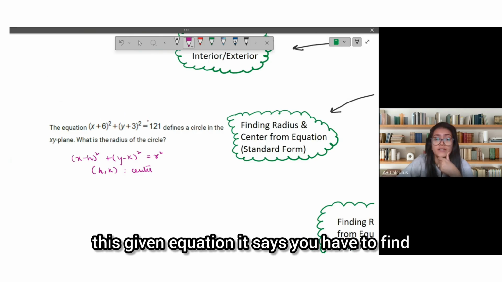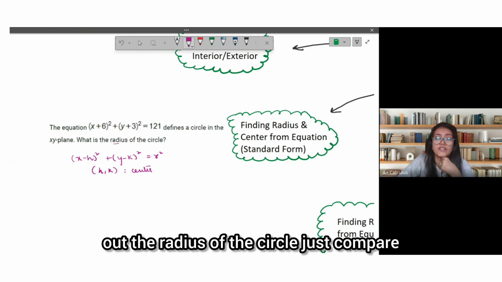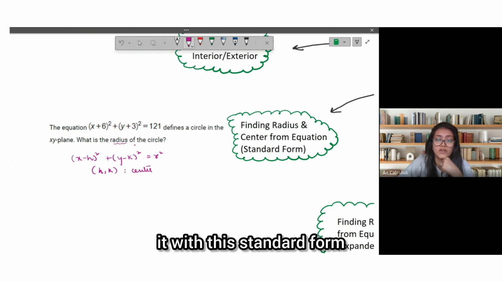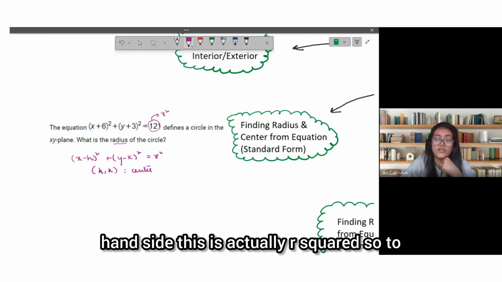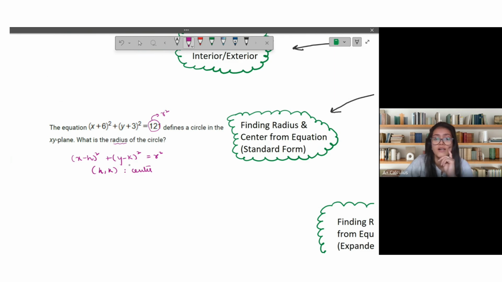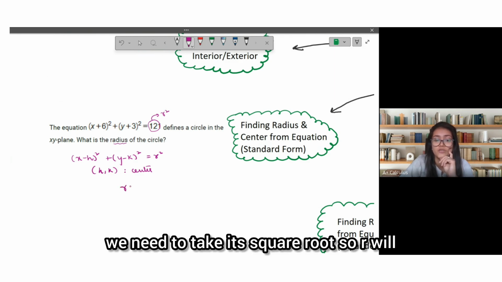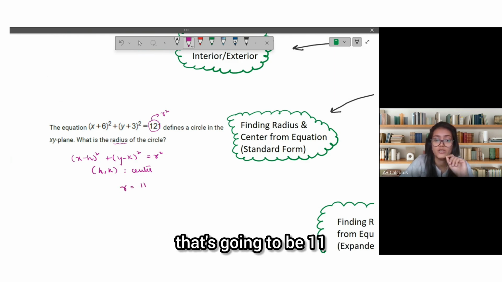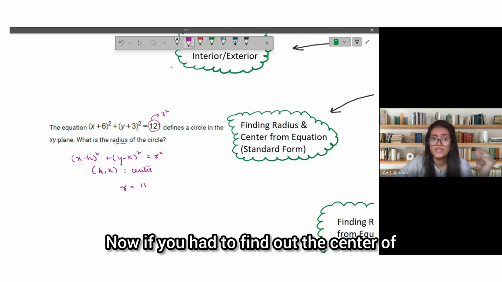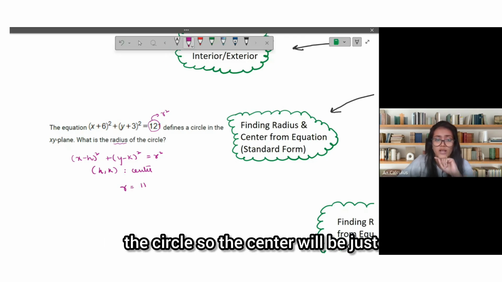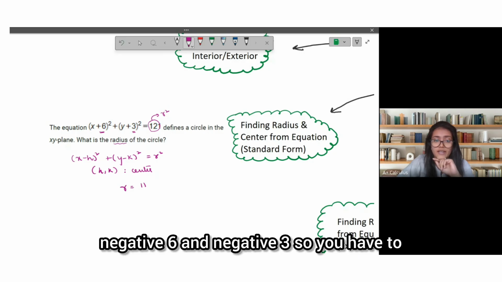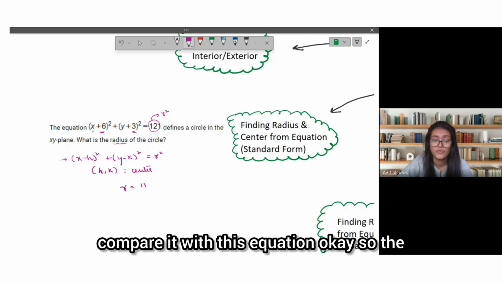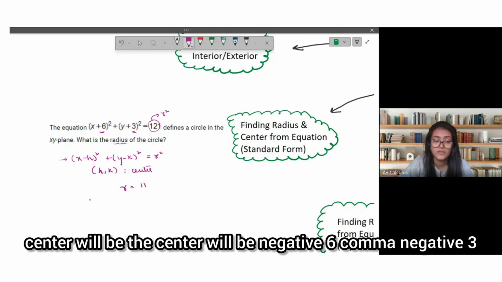So you just have to compare this given equation. It says you have to find out the radius of the circle, just compare it with this standard form, and you know that this term on the right hand side is actually r square. So to get the value of r, we need to take its square root. So r will be square root of 121, so that's going to be 11. Now if you had to find out the center of the circle, the center will be -6 and -3. So you have to compare it with this equation. The center will be -6 comma -3.